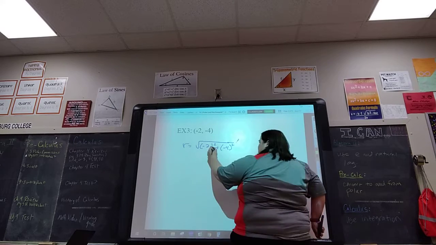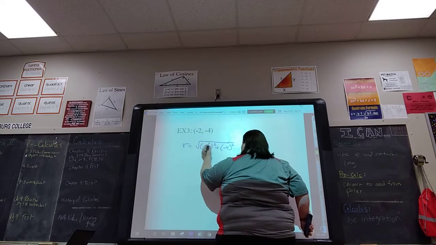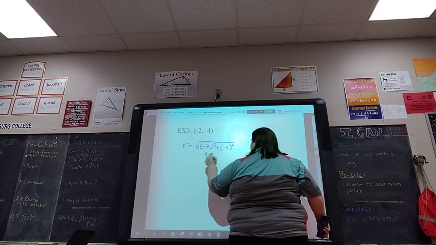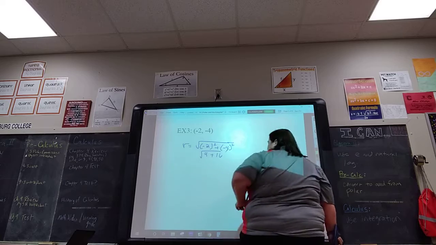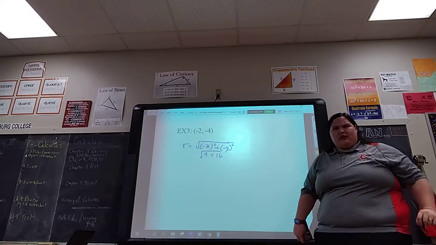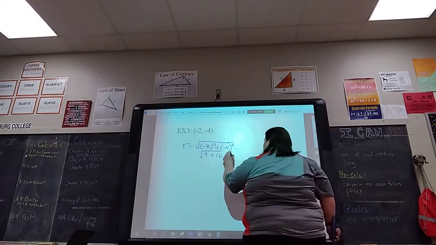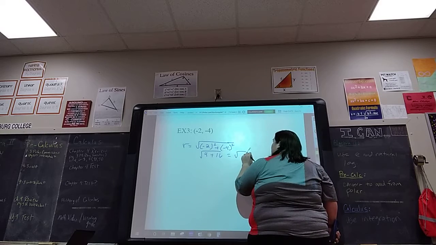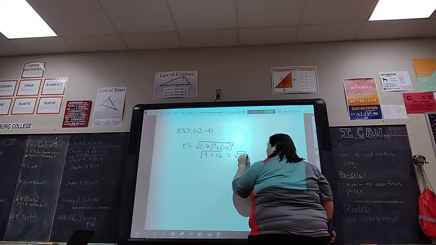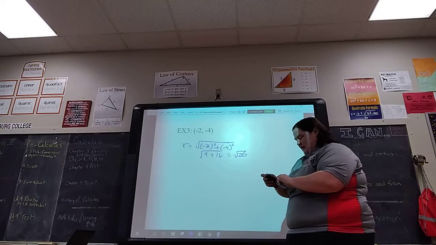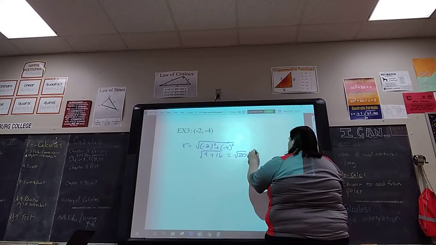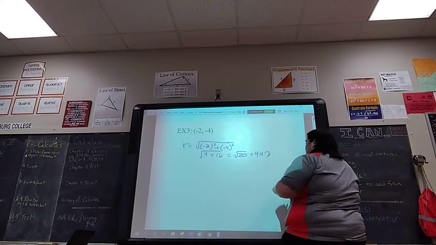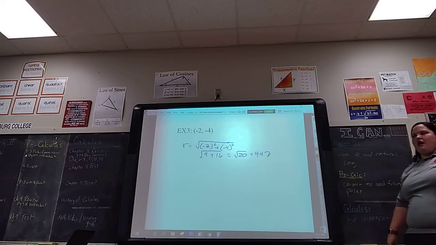So what's negative 2 squared? 4. Yep, so that's 4. What's negative 4 squared? 16. Again, they're both negative, but when you square them, the negatives go away. So 4 plus 16 is 20. Yep, so then we have to take the square root of 20, which isn't even, but it's going to be a decimal. Okay, so it's 4.47. So there's our r.